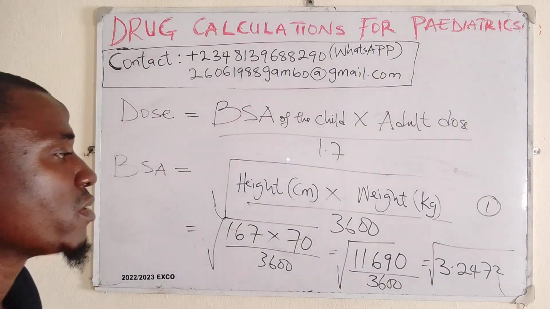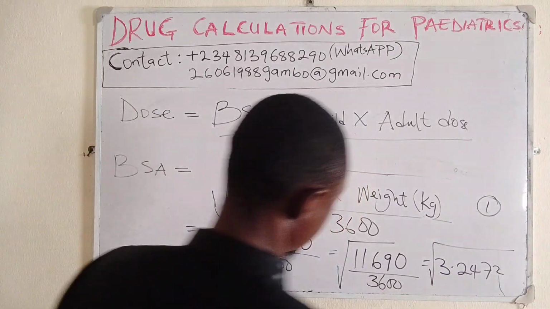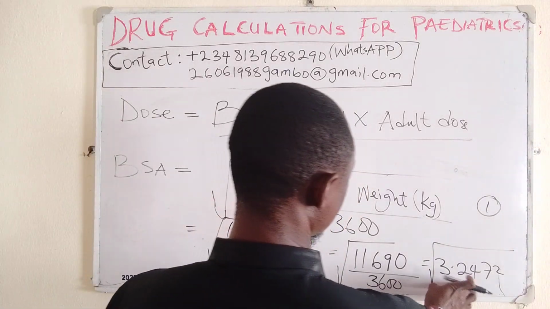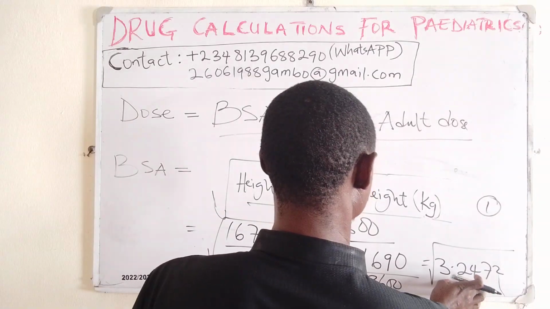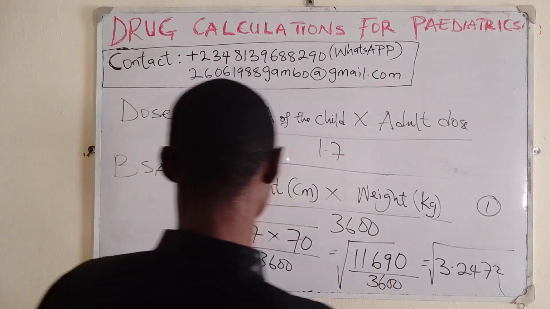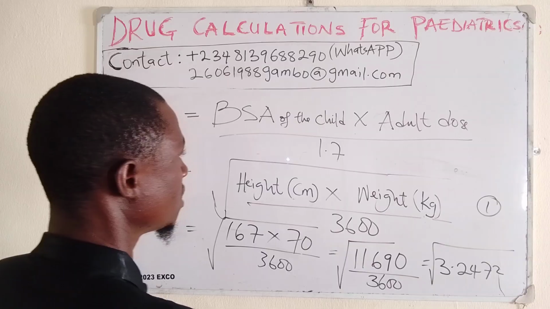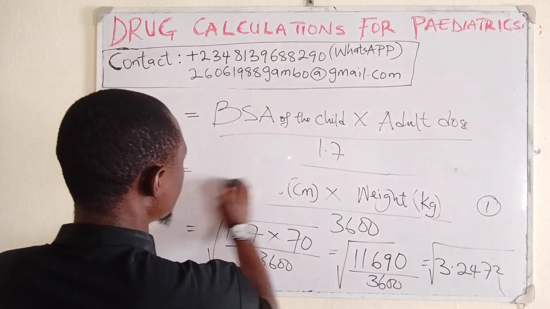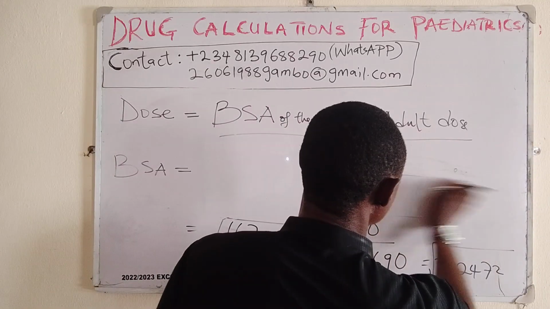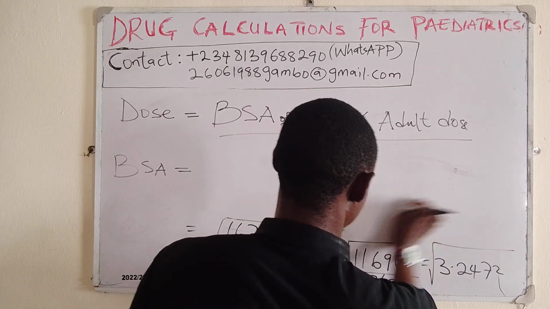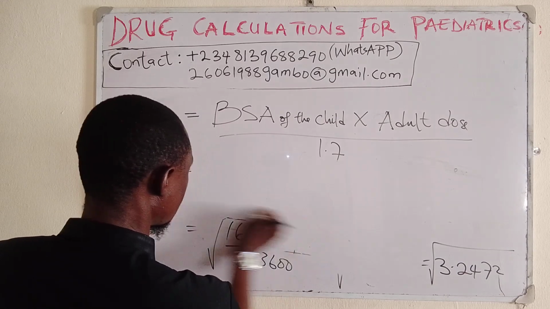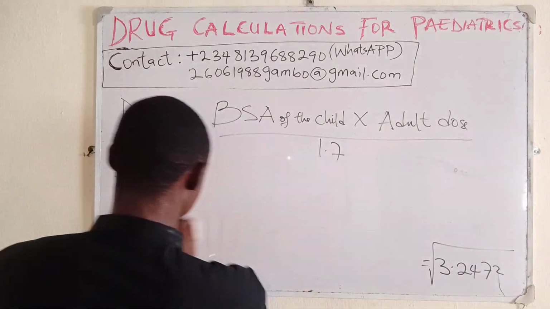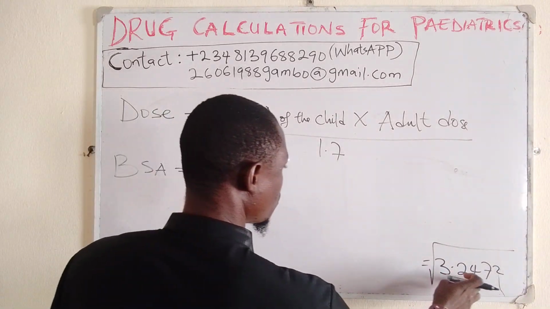3.2472 all squared. Now, for us to get the body surface area, we have to find the square root of 3.2472. So whatever we have as the square root will definitely be the body surface area of the patient whose weight is 70 kg and height is 167. So this is what we have, 3.247.